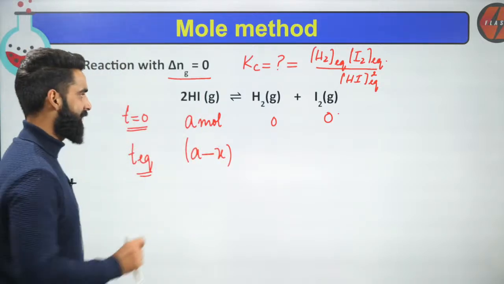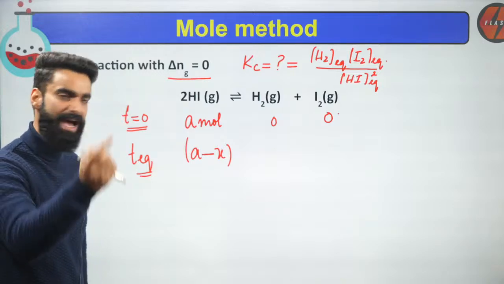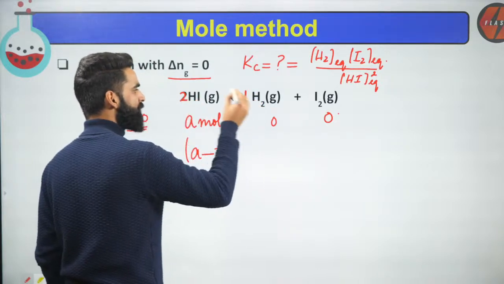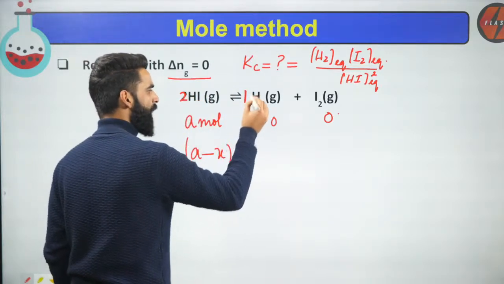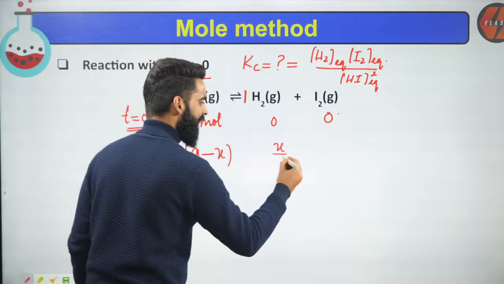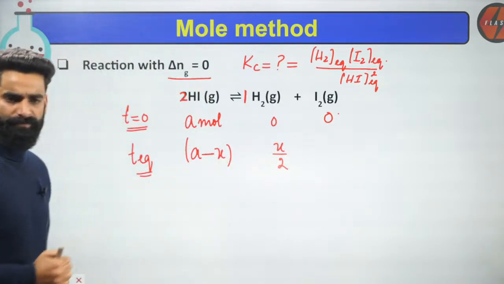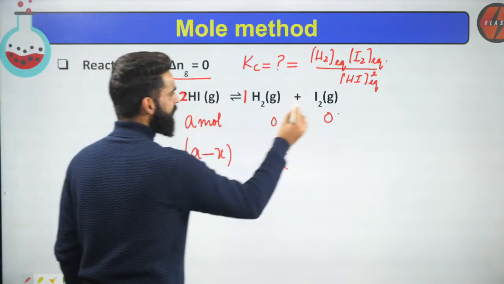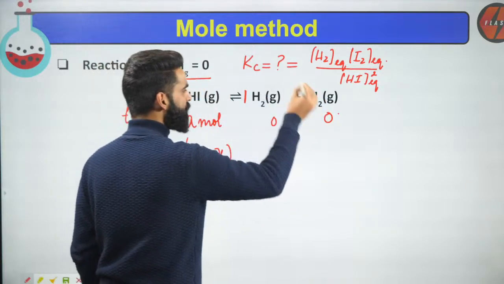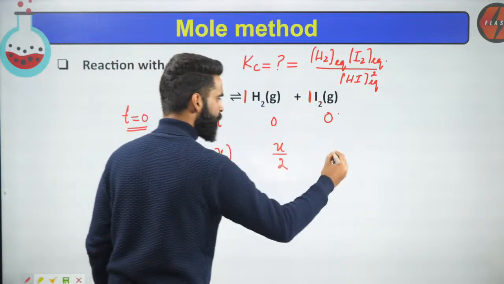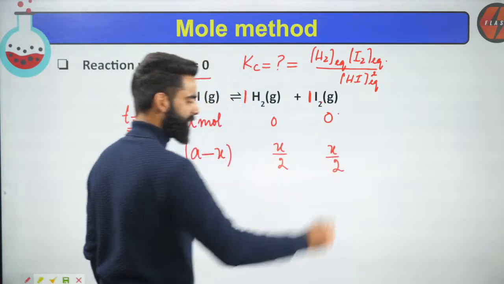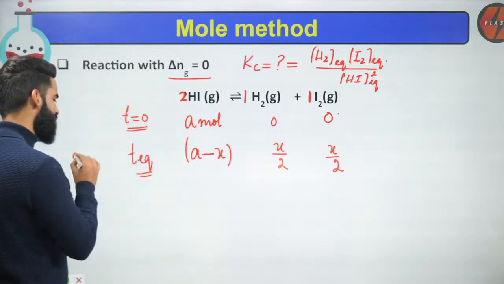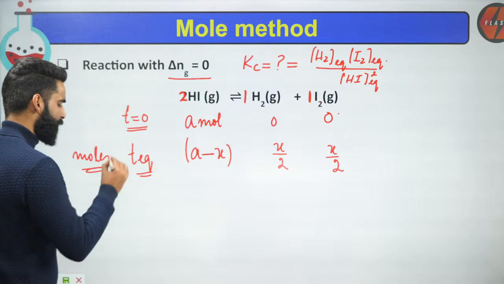Now use the stoichiometry. See how I use it. Can I say 2 moles are giving me 1 mole? So 1 mole should give me 1 by 2 mole. So X moles should give me X by 2 moles of H2 right here. At the same time, 2 moles are again giving me 1 mole, so 1 mole of HI should give me 1 by 2 moles of I2. So X moles should again give me X by 2 moles of I2. So I got the moles of each reactant and product at equilibrium.